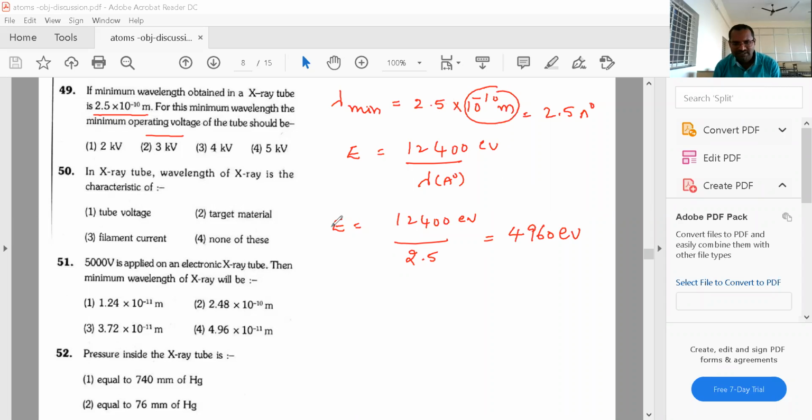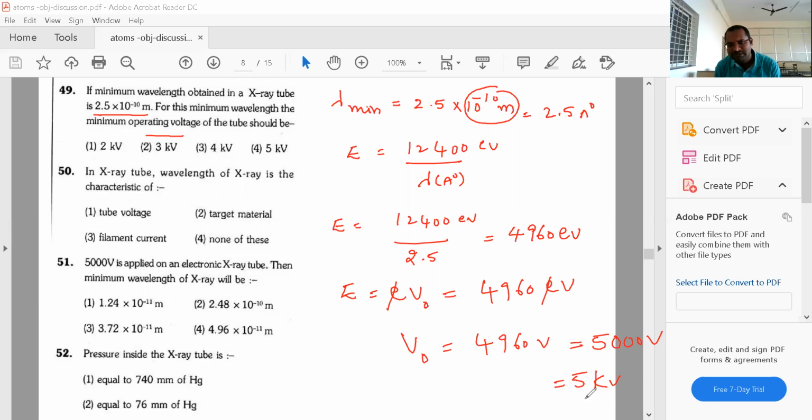We know this energy can be written as E times the potential difference, and it is equal to 4,960 electron volt. Electron cancels, so the potential difference is 4,960 volt. It is around 5,000 volt, nothing but 5 kilovolts. Option 4 is the right answer. Got it? You need to remember how to do all these problems.